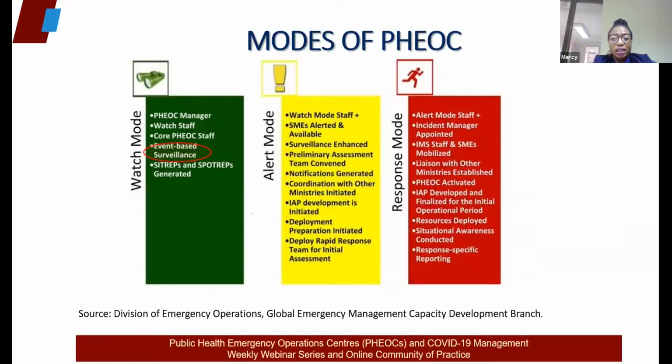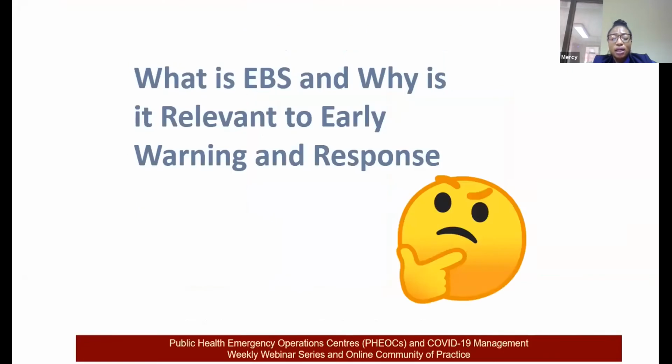Now let's take a look at EBS, which is part of the watch mode. As you can see, it's circled in red. It is worth noting that in the watch mode, ideally the Public Health Emergency Operations Center should have a dedicated team. I know so many EOCs call it the watch staff, and this team should be able to monitor a wide variety of media sources for reports of outbreaks or other events and signals within the continent or within your country.